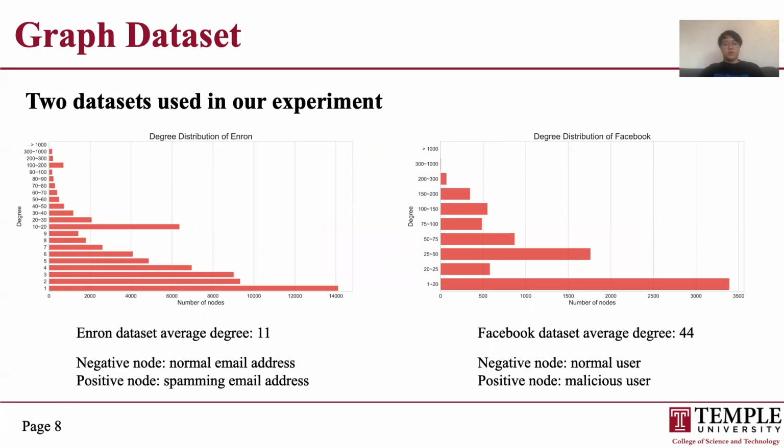A positive node stands for a spammy email address in the Enron dataset, and a negative node stands for a normal email address. The average degree of the Facebook dataset is 44, which is much denser than the Enron dataset. Each node in the Facebook dataset represents a user, and two users are connected by an edge if they are friends on Facebook. A positive node means this is a malicious user, and of course a negative node means this is a normal user.